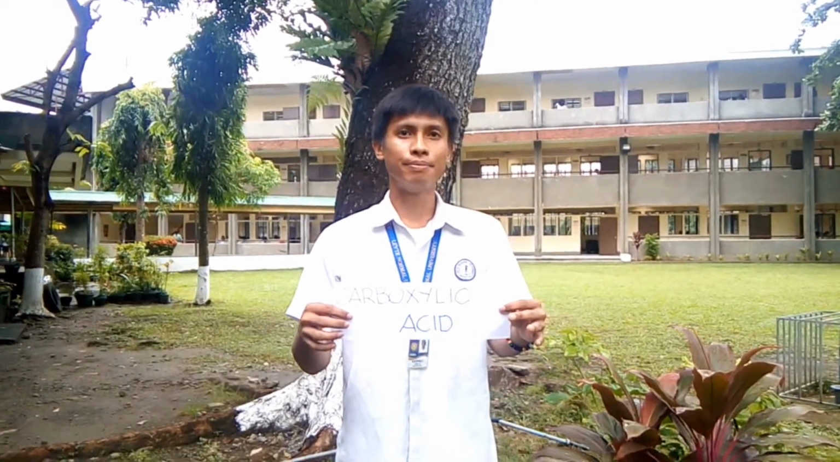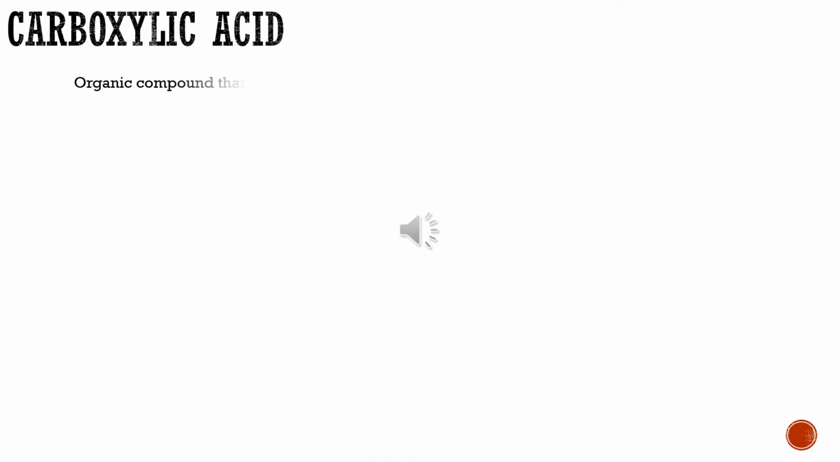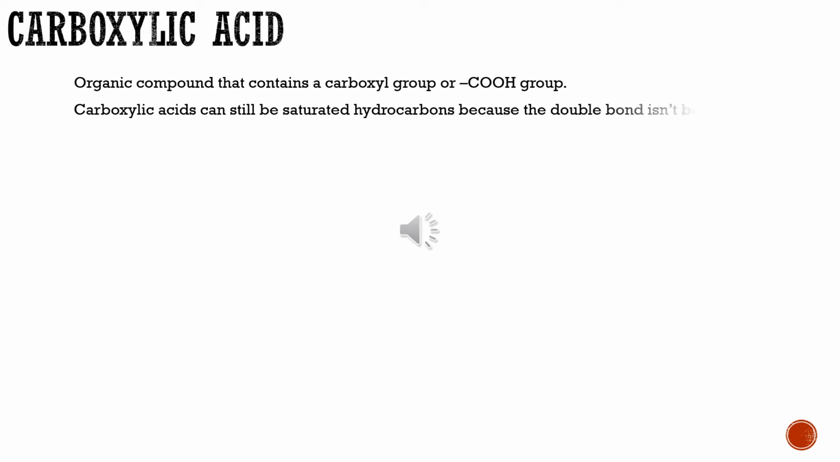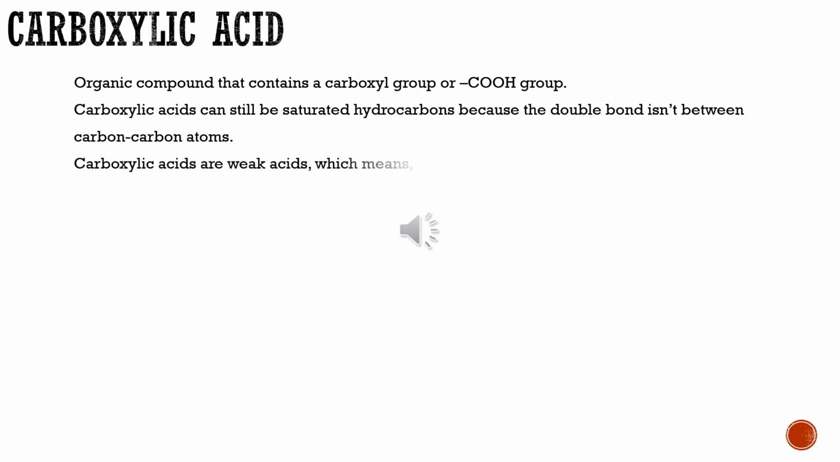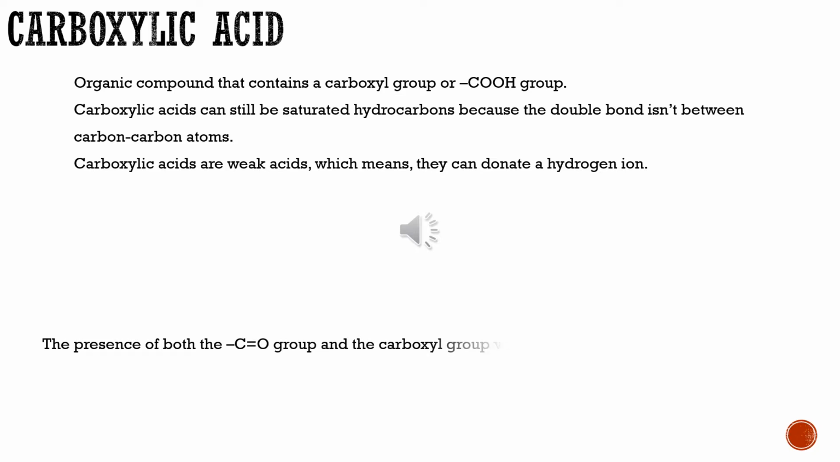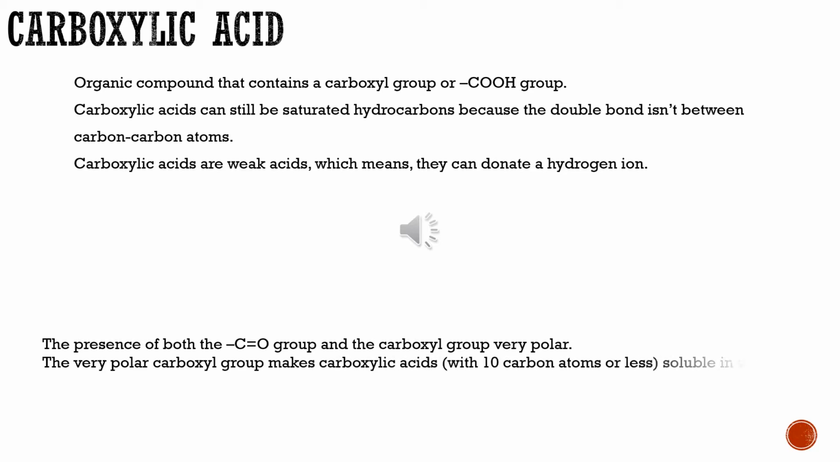Carboxylic acid. Organic compounds that contain a carboxyl group, or COOH group. Carboxylic acids can still be saturated hydrocarbons because the double bond is between the carbon and oxygen atoms. Carboxylic acids are weak acids, which means they can donate hydrogen ions. The presence of both the C double bonded to O group and the hydroxyl group makes the carboxyl group very polar. The very polar carboxyl group makes carboxylic acids with 10 carbon atoms or less soluble in water.